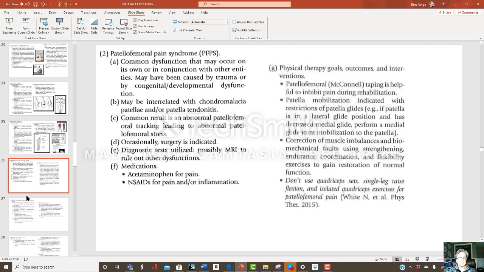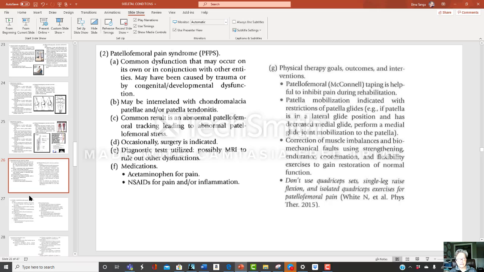Okay, patellofemoral pain syndrome. A common dysfunction that may occur on its own or in conjunction with other etiologies. It may be caused by trauma or by congenital developmental dysfunction. It may be interrelated with chondromalacia patella and/or patellar tendinitis. A common result is abnormal patellofemoral tracking, leading to abnormal patellofemoral stress.